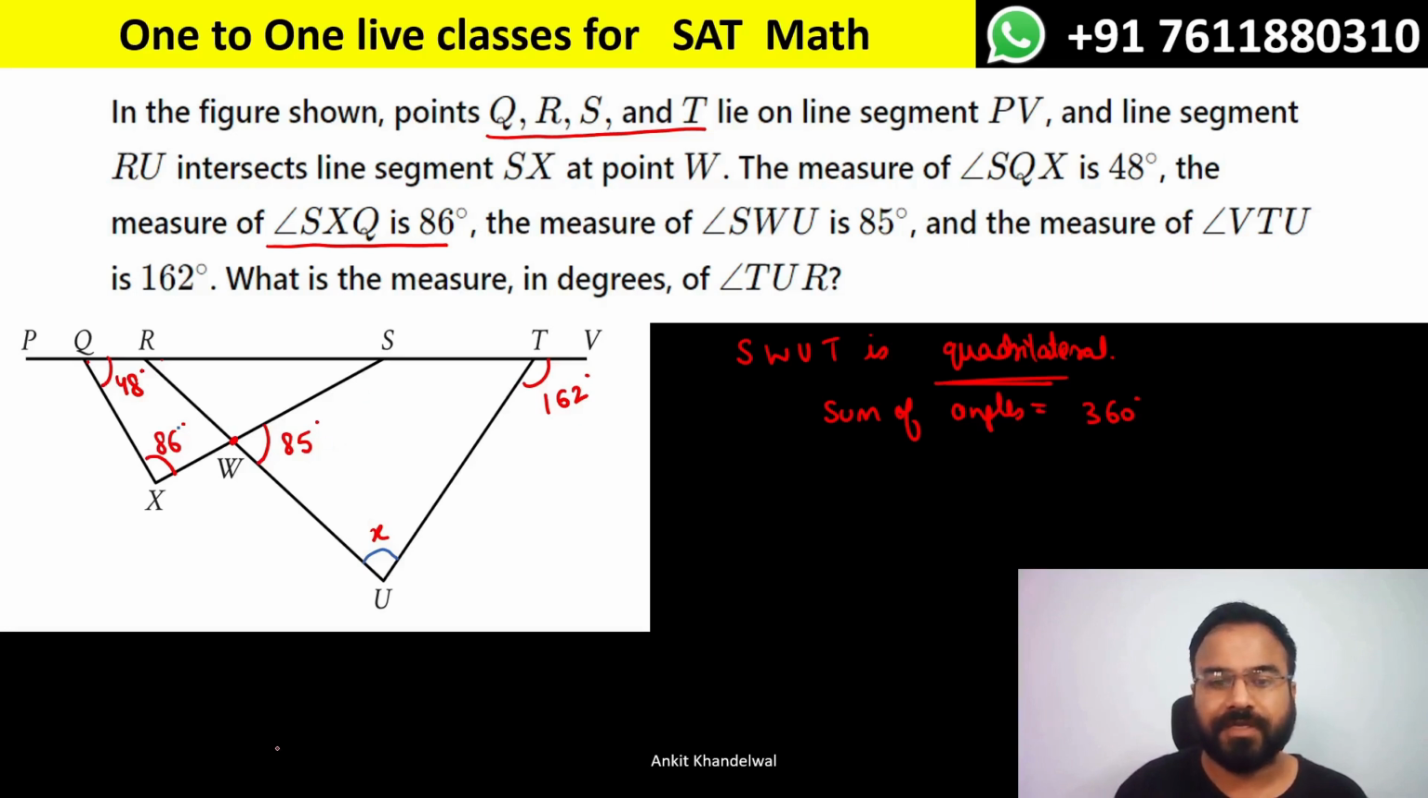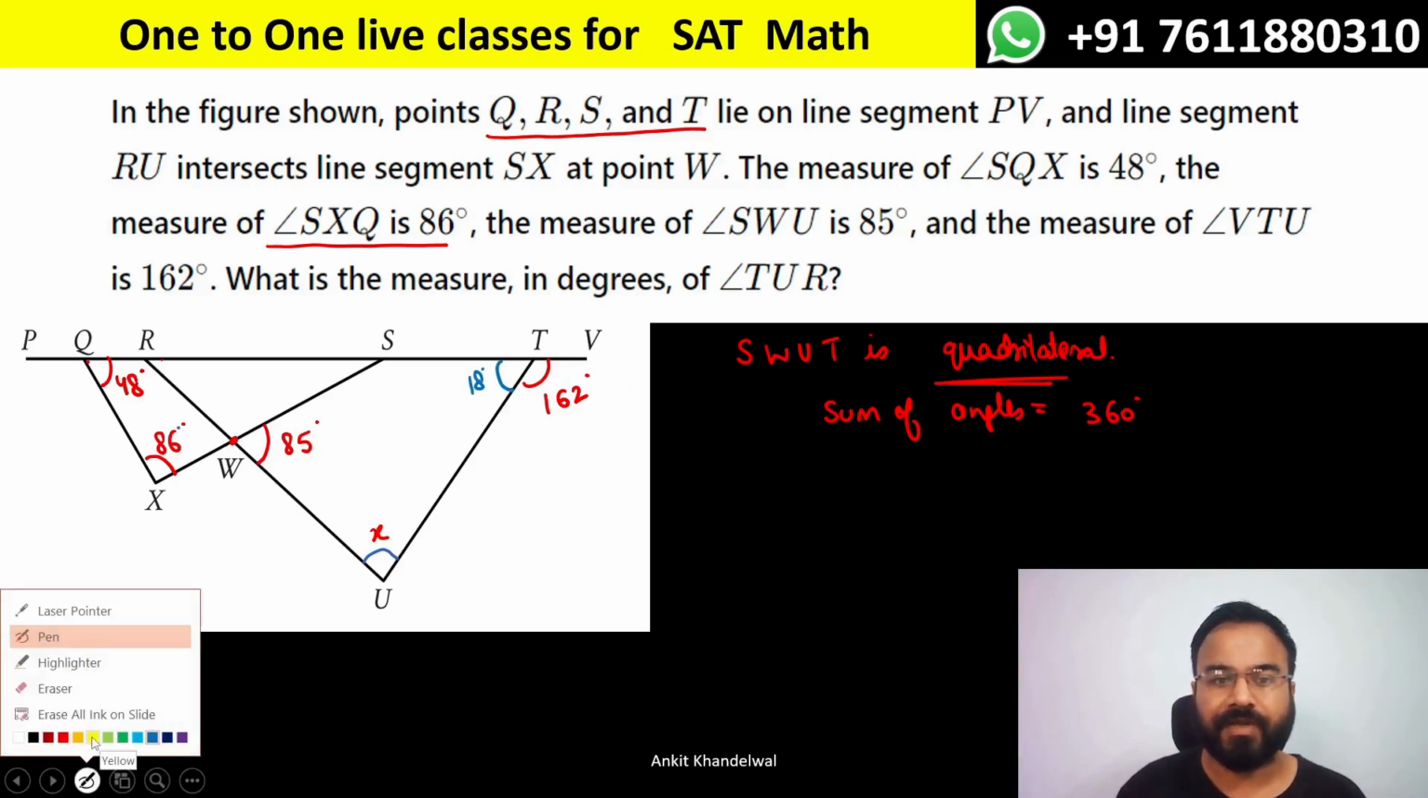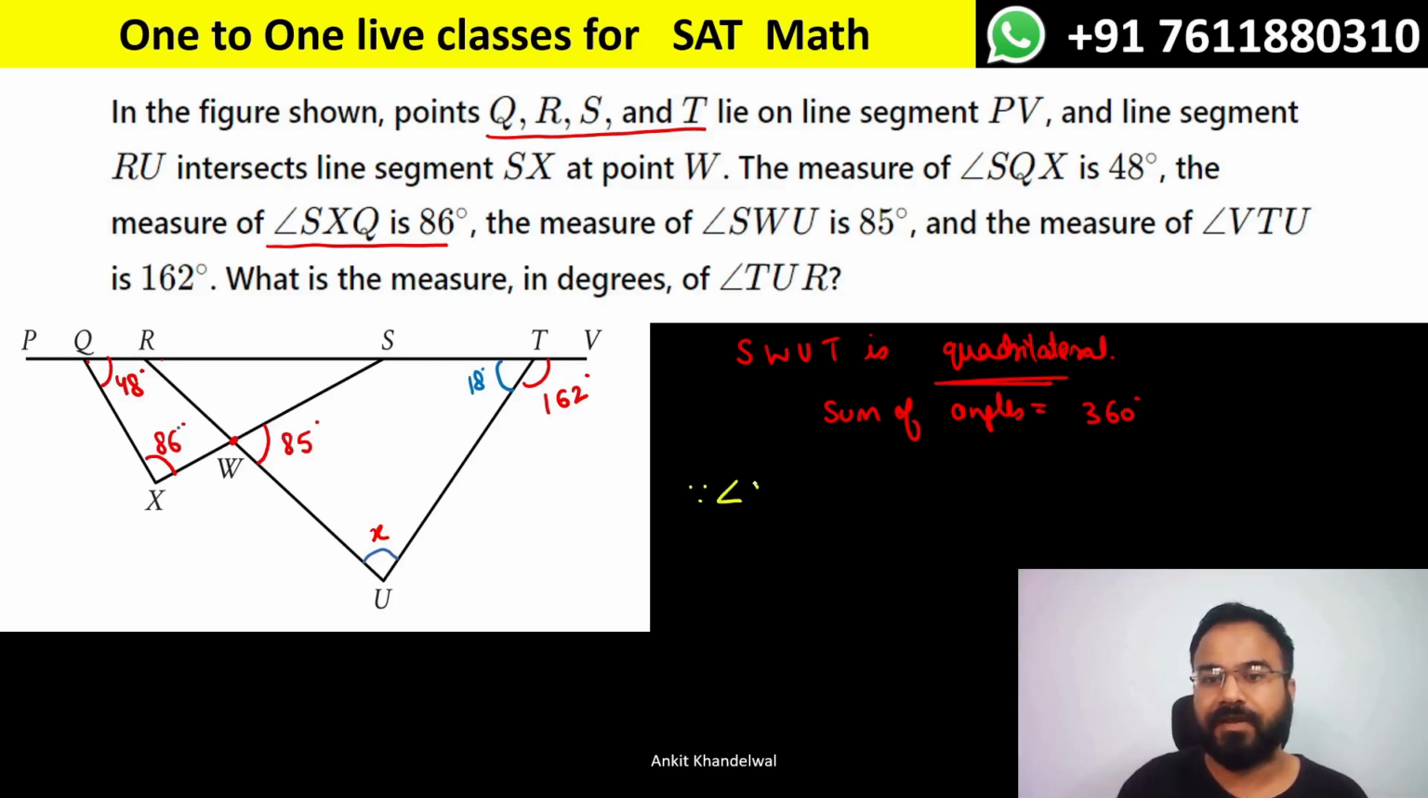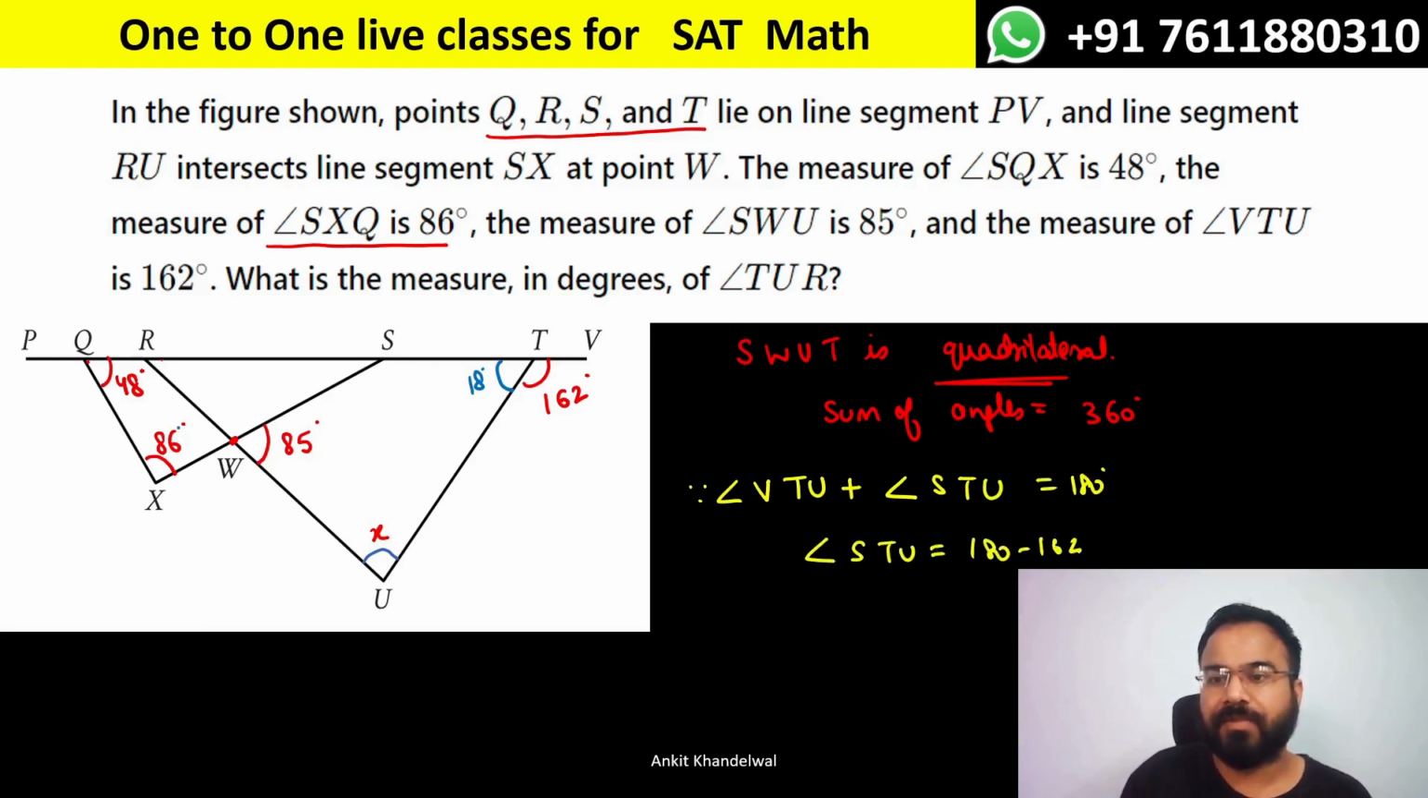Out of this, we just need to find what this angle is. If this is 162 degrees, we can find this angle also because it is forming a linear pair. So 180 minus 162 is 18 degrees, because they are forming a linear pair over here. We can write it like this also: since angle VTU plus angle STU is 180 degrees, STU is 180 minus 162, that is 18 degrees. Now we got this 18 degrees, so all we have to find is this angle, the angle TSW.